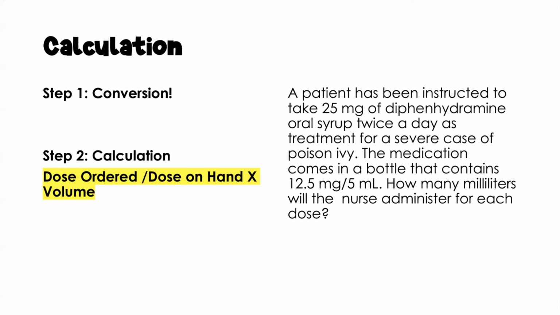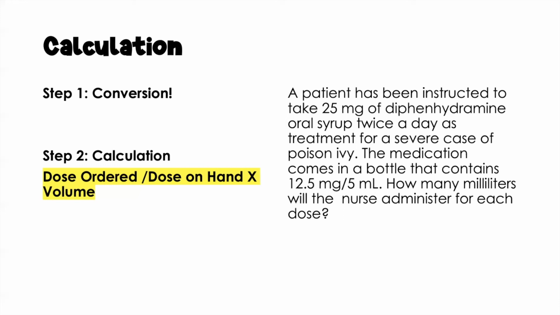Okay, so in this one, we have a client who has been instructed to take 25 milligrams of diphenhydramine oral syrup twice daily. And the medication comes in a bottle that contains, here's your concentration, 12.5 milligrams for every 5 milliliters. Now that slash sign does not mean divided by in a concentration, it means per. So for every 5 milliliters, you have 12.5 milligrams of diphenhydramine. And then the question is, how many milliliters will the nurse administer per dose?